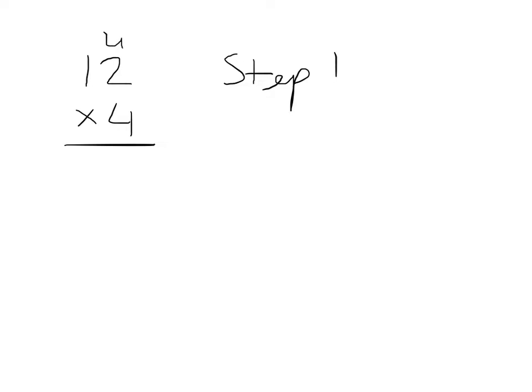Okay, the next step we're going to look at is multiplying with vertical layout. So if we look at the problem, 12 multiplied by 4. The first step, step number 1, which we do, is multiplying our units. So we're going to multiply 4 by 2. 4 times 2 is 8. We put our 8 in our units column.